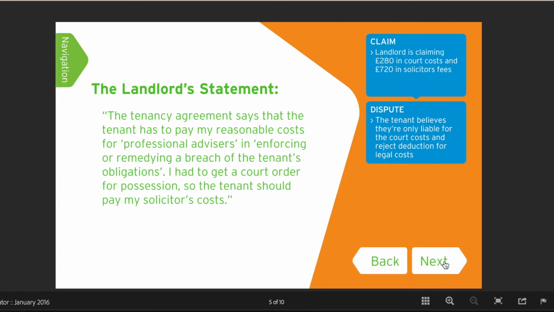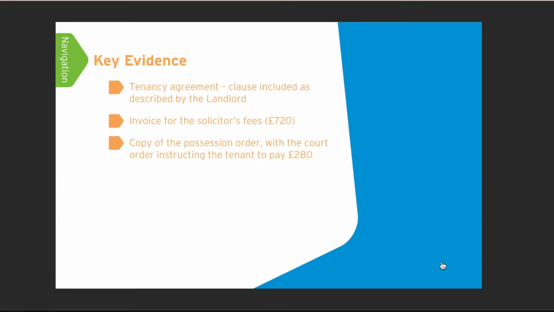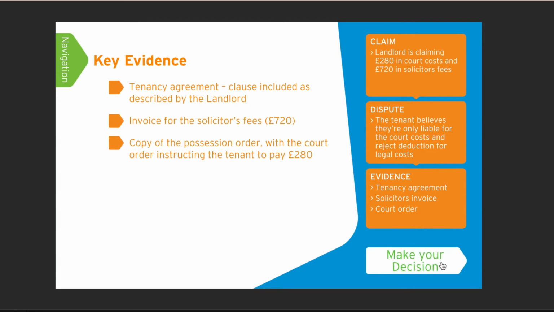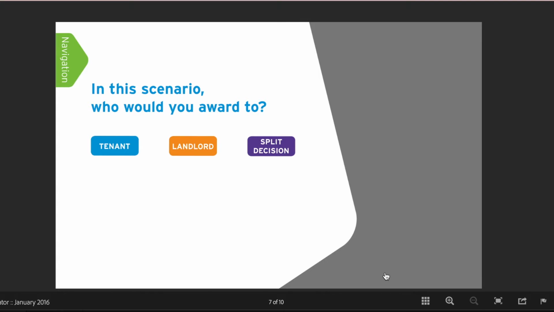And the landlord statement: the tenancy agreement said that the tenant had to pay my reasonable costs for professional advice in enforcing or remedying a breach of the tenant's obligations. I had to get a court order for possession, so the tenant should pay my solicitor's costs. Evidence: tenancy agreement, clause included as described by the landlord, invoice for solicitor fee £720, copy of the possession order with the court order instructions, the court order instructing the tenant to pay £280.